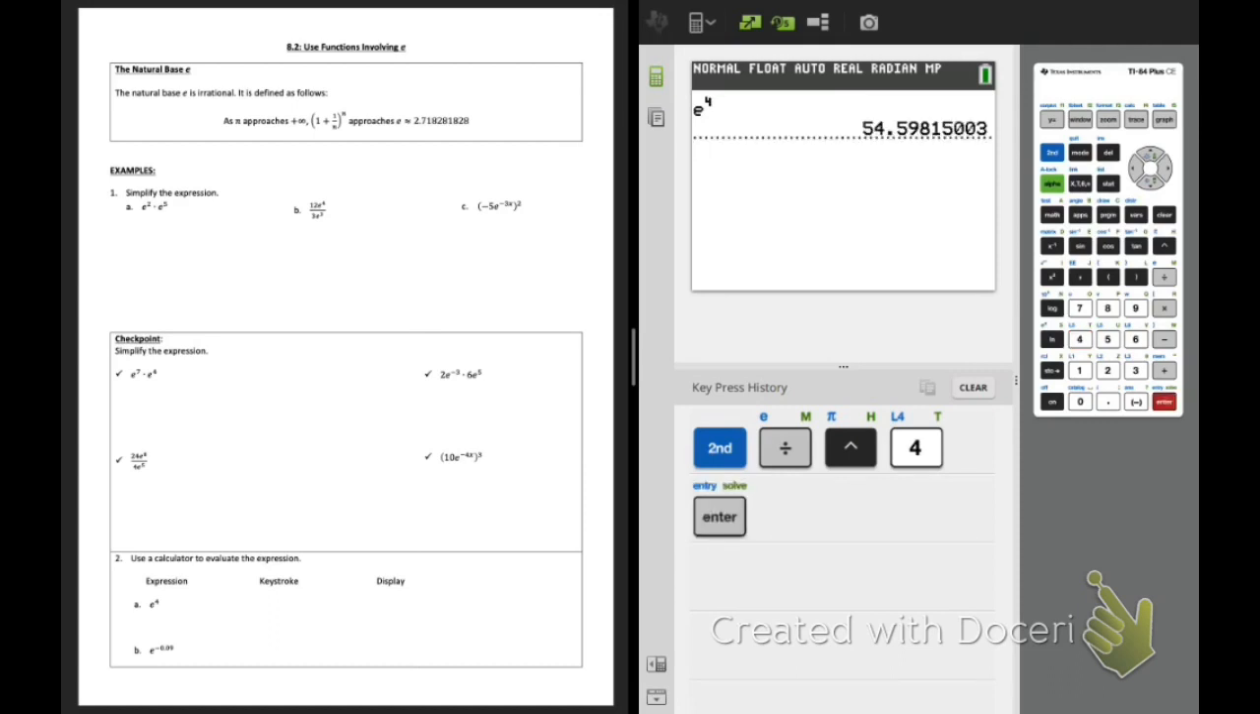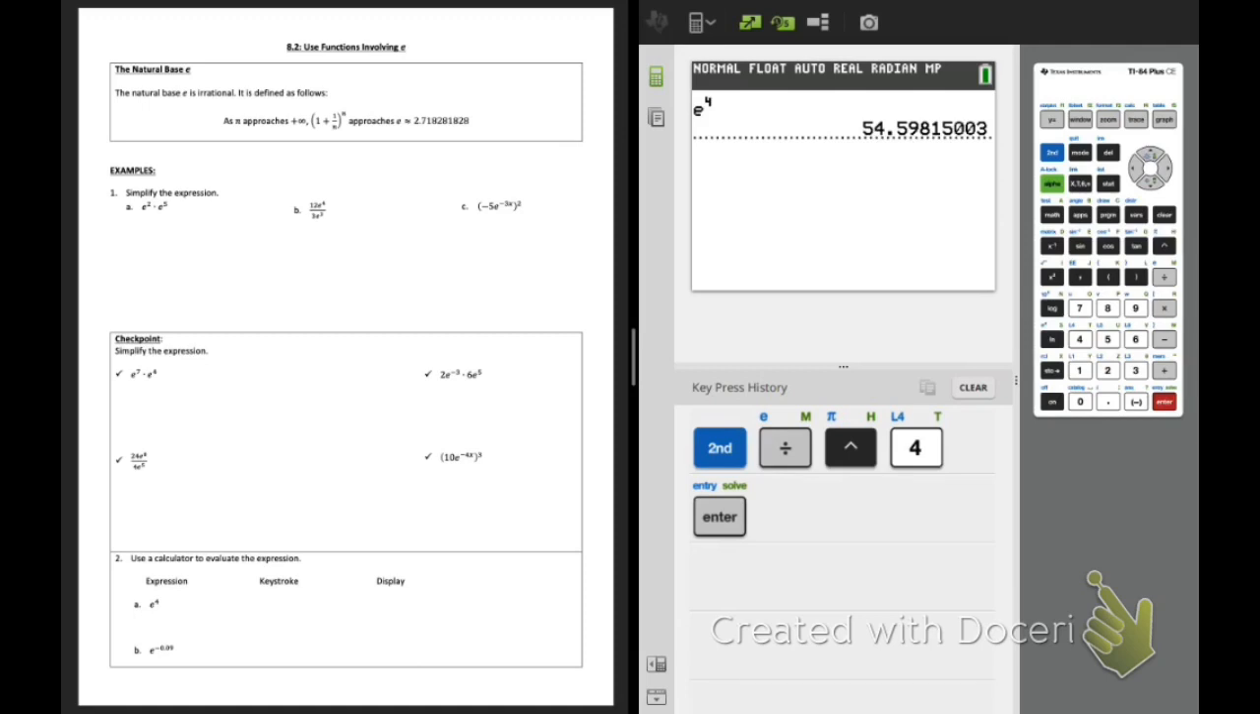Every one of these is going to come out to an irrational number of some sort, unless it's a power of 0, which anything to the 0 gets you 1. But anytime you're taking e to any power that's not 0, you're going to get an irrational answer. So if you get these big long decimals, it's not a big deal.